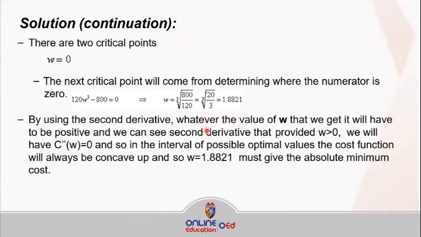By using the second derivative, whatever the value of W that we get will have to be positive, and we can see from the second derivative that, provided W is greater than 0, the second derivative is positive. So in the interval of the possible optimal values, the cost function will always be concave up. And these concave up ideas are from our previous lessons. And so the value for W is 1.8821. As discussed here, this must be an absolute minimum cost.